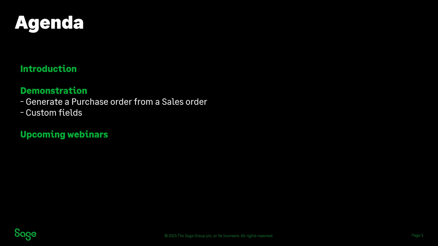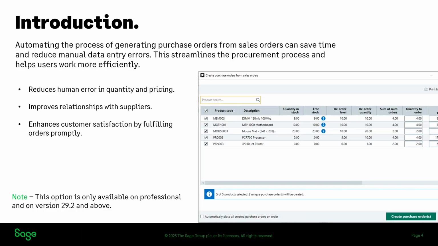So we're going to just jump straight into it. We're going to start by introducing the feature. Now this feature was highly requested on Sage by many users, and I'll show you how you can submit your ideas via our community hub. But it's about automating the process of generating purchase orders from your sales orders and how that can save time and reduce manual data entry errors. So this streamlines the procurement process and helps users work more efficiently. As I've said, it reduces human error in quantity and pricing, improves relationships with suppliers, and enhances customer satisfaction by fulfilling orders promptly.